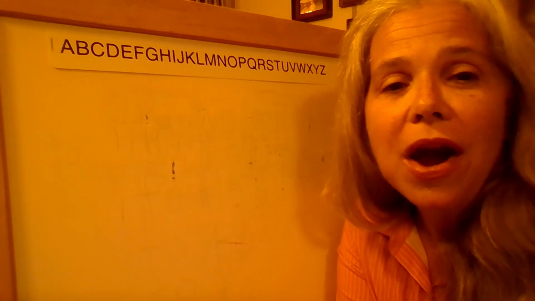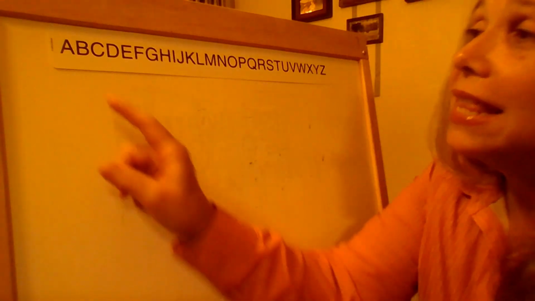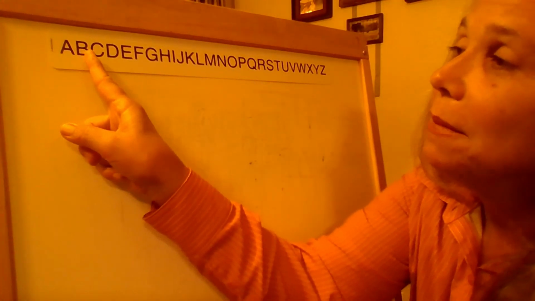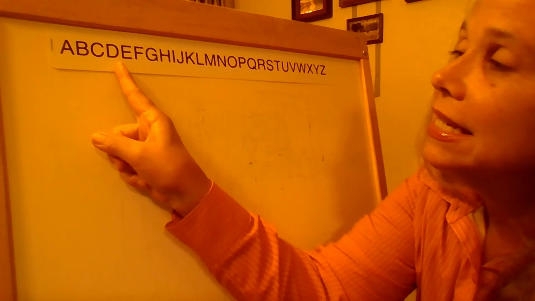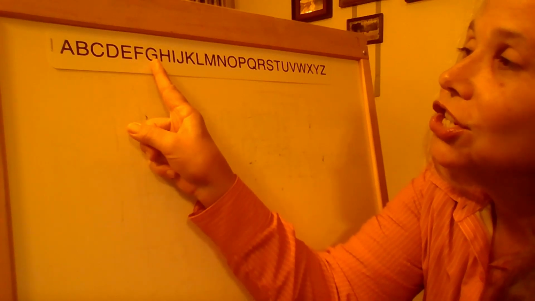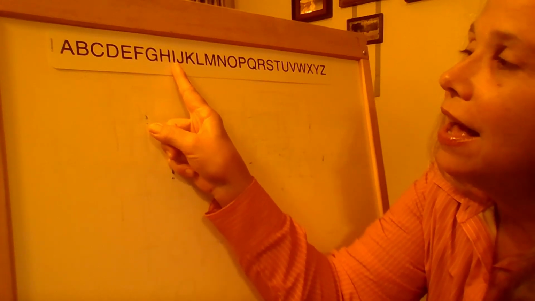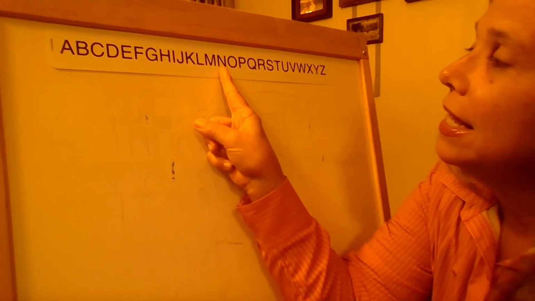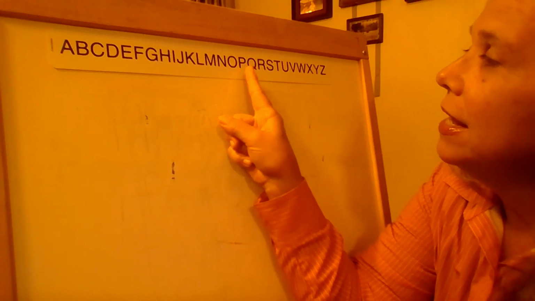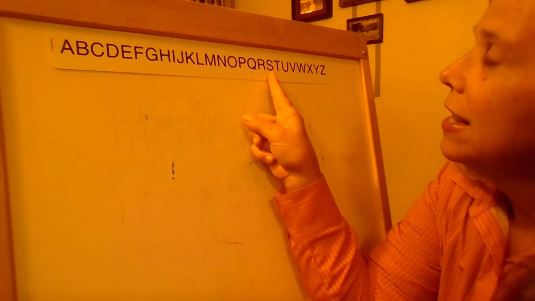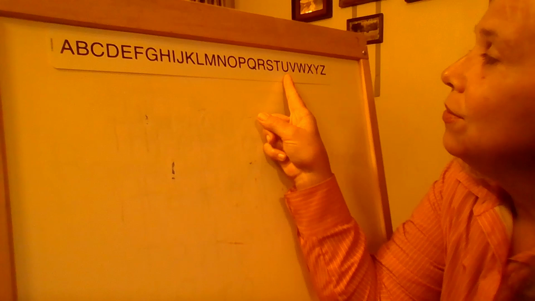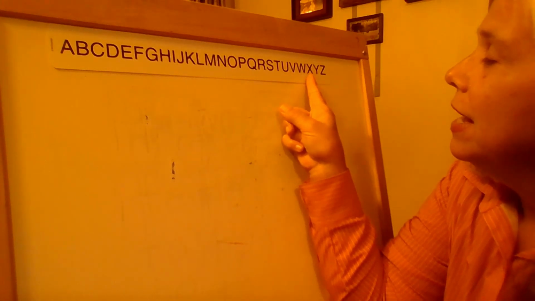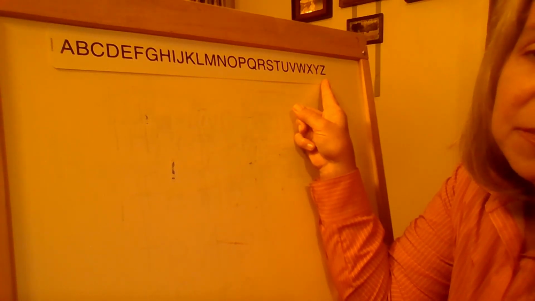Today, we are going to review our English alphabet. Say the letters with me. A, B, C, D, E, F, G, H, I, J, K, L, M, N, O, P, Q, R, S, T, U, V, W, X, Y, Z.